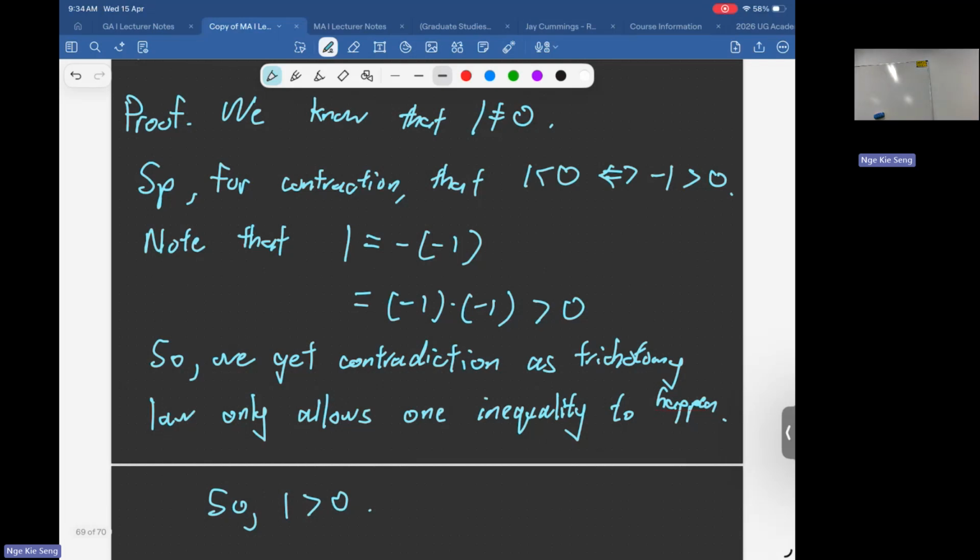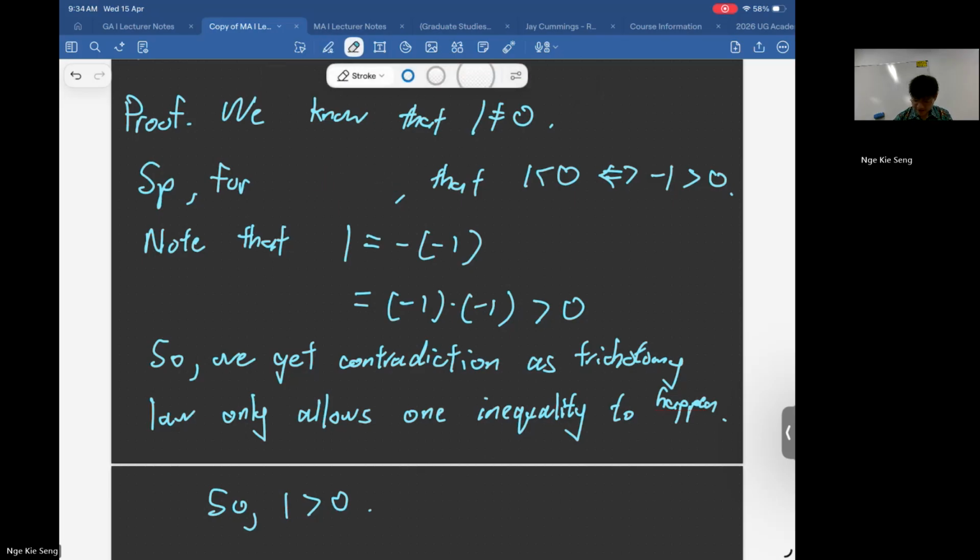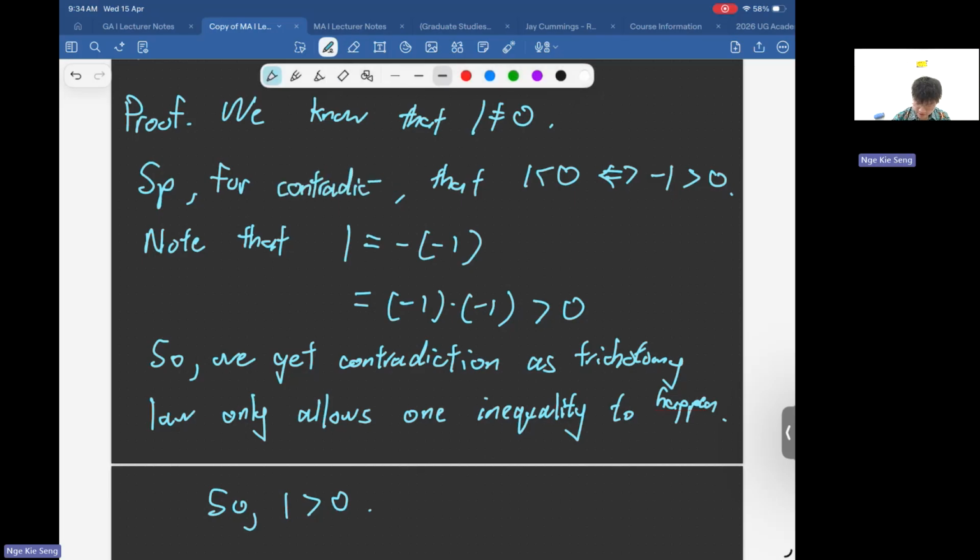Can you see the usefulness of contradiction here? Why is my contradiction spelled wrong? Contradiction. Do you see how useful contradiction is here? You introduce an extra assumption for yourself. If you imagine you don't have this extra assumption, how are you going to fight this argument? So contradiction provides an extra argument for you to use. I cannot imagine how to prove it directly; maybe you can try. Okay, so now you know why 1 is greater than 0.